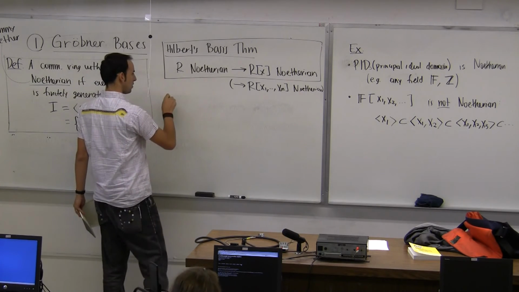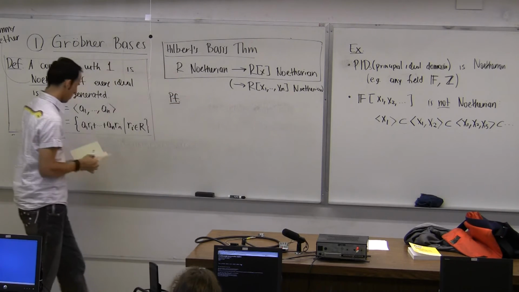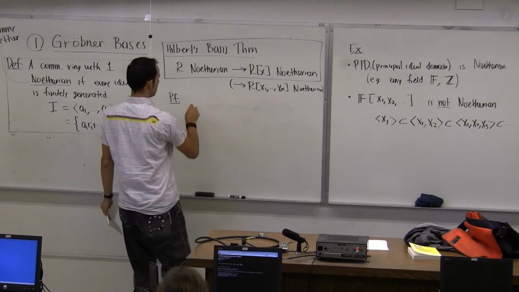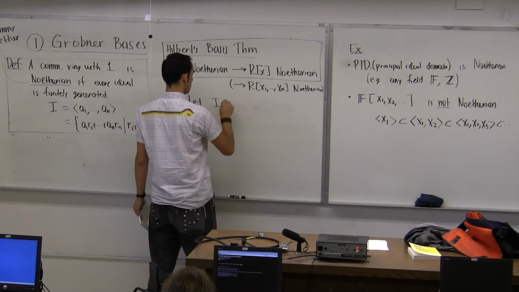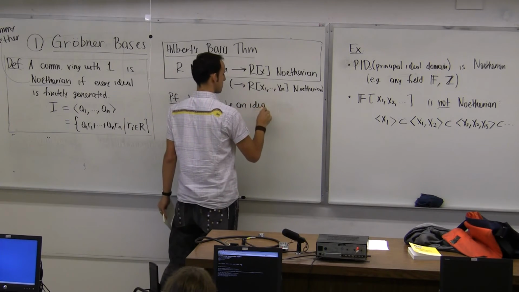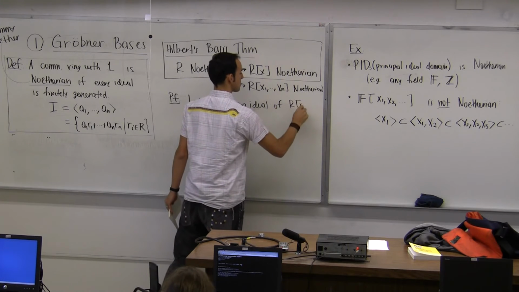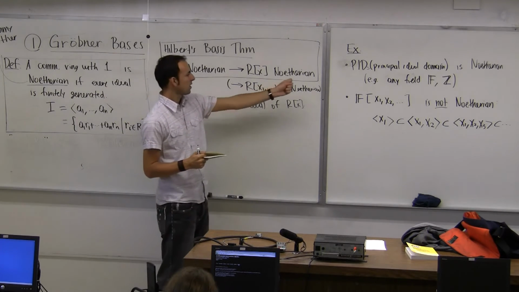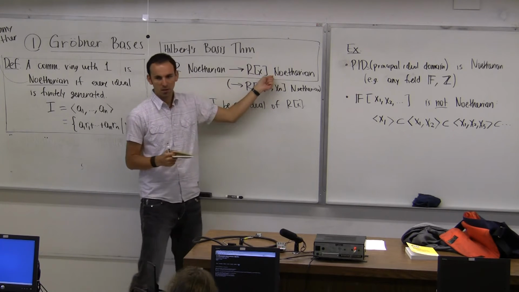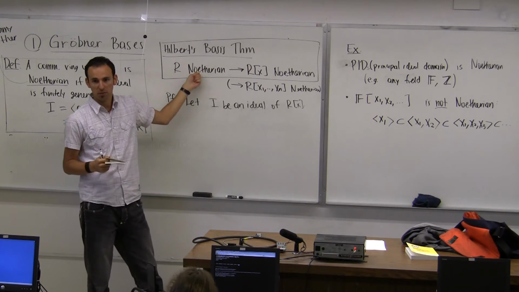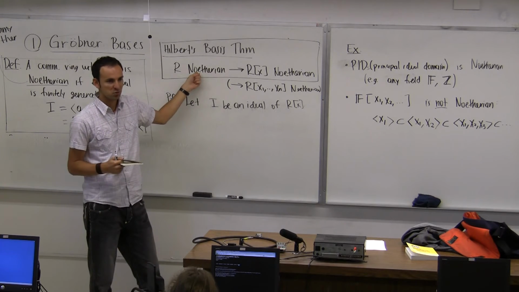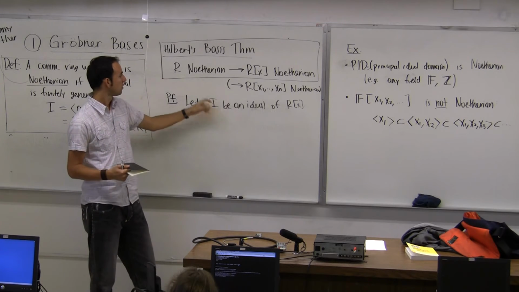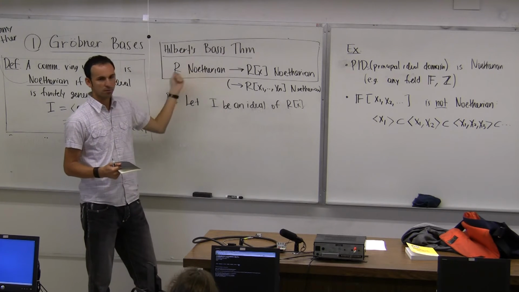Okay, so how do you prove something like this? Well, I'm going to take an ideal, and I'm going to show that it's finitely generated. So, let I be an ideal. Now, I need to show that this is finitely generated, and somehow at some point I'm going to have to use that the ring I start with, my ring of coefficients, is Noetherian. So somehow I'm going to have to take an ideal of polynomials and, to use this, I'm going to need an ideal of coefficients.